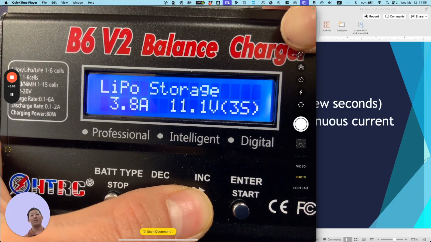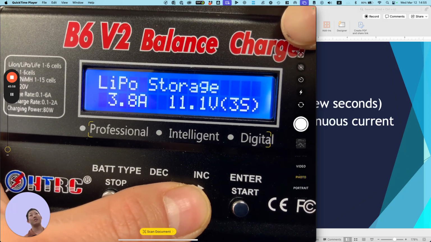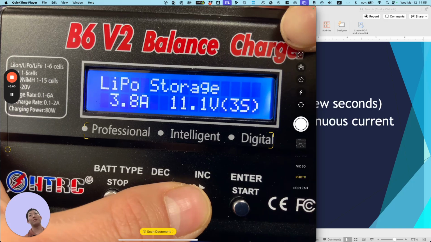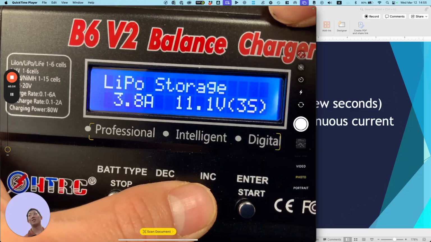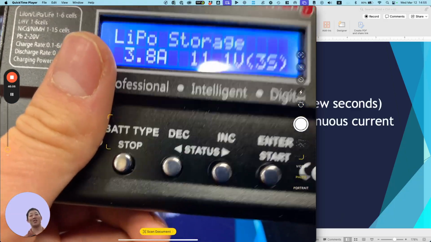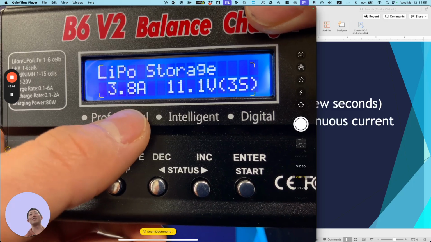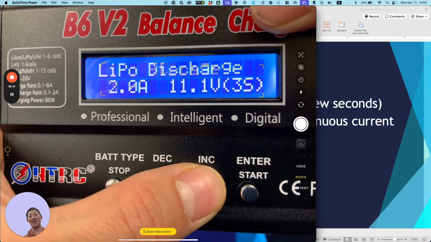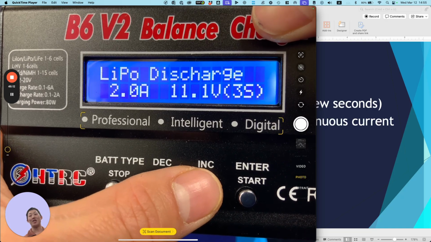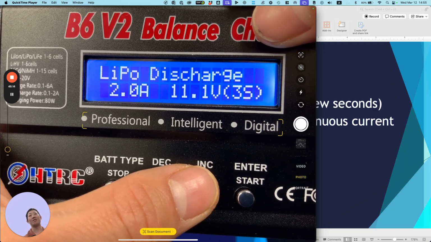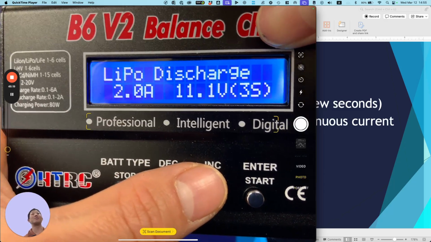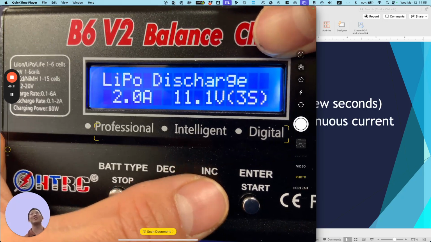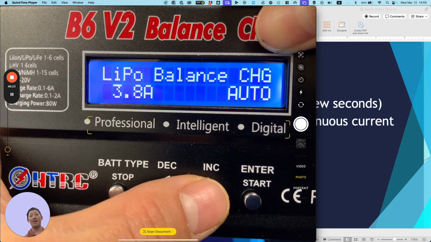Storage is going to put it into what? 60%, yeah, which is what in terms of voltage per cell? It says on here, 3.8. This is actually 3.8 amps. That's a coincidence right here. But yeah, we can change the amps later. Okay, discharge is going to discharge it down. I actually don't know what it's going to discharge it down to, but probably close to like 3.3 volts or so. Okay. And then balance.